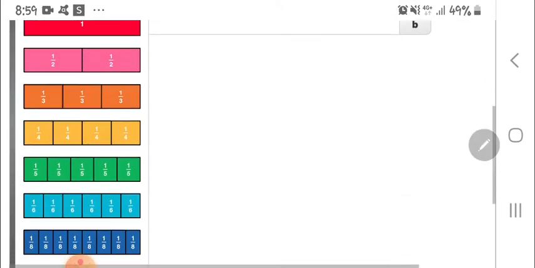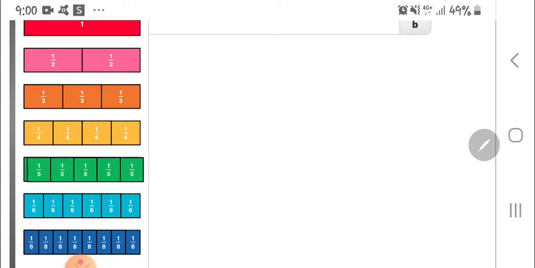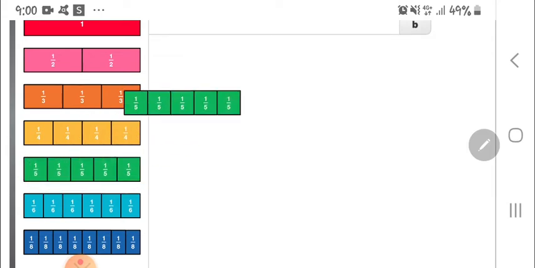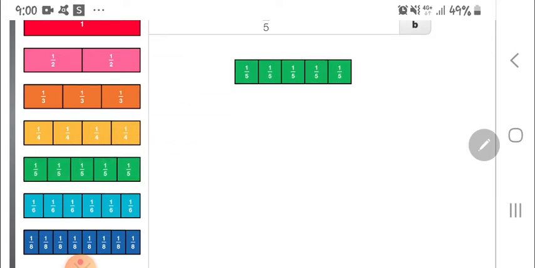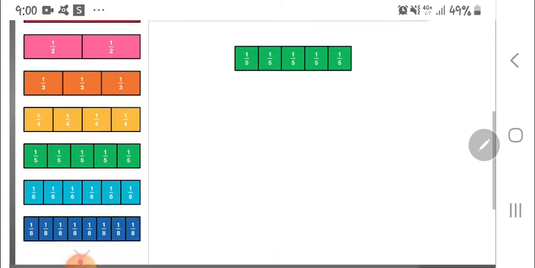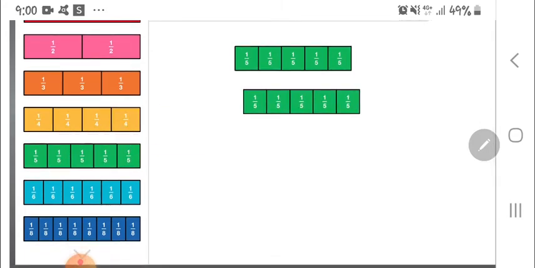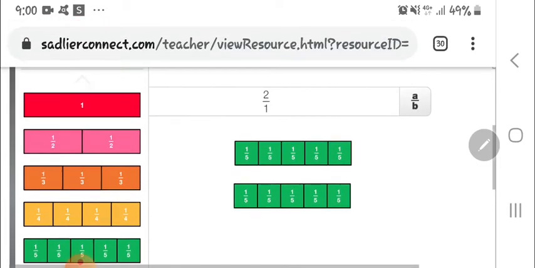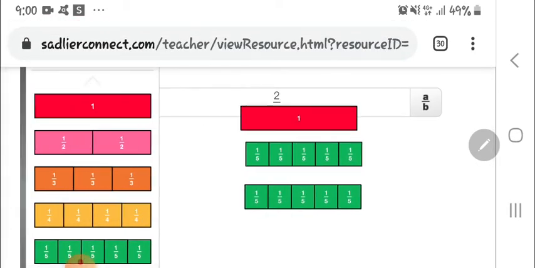Let's do it again. I will bring this. You see, if I'm dragging it from the right side, it will drag the whole fraction stripes. And I will bring another whole. You see, I'm bringing another whole bar. How do I know this is a whole? Because if I put the one here, you see, it's the same size.